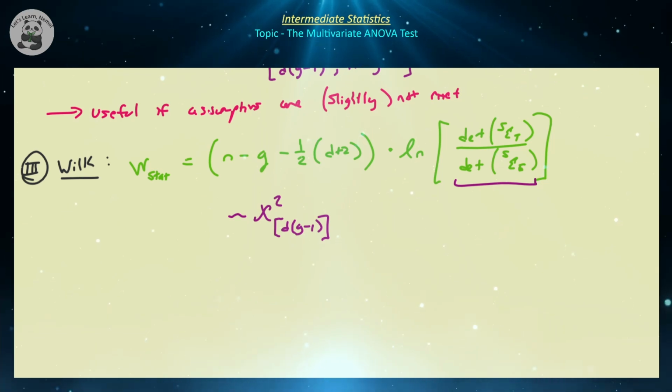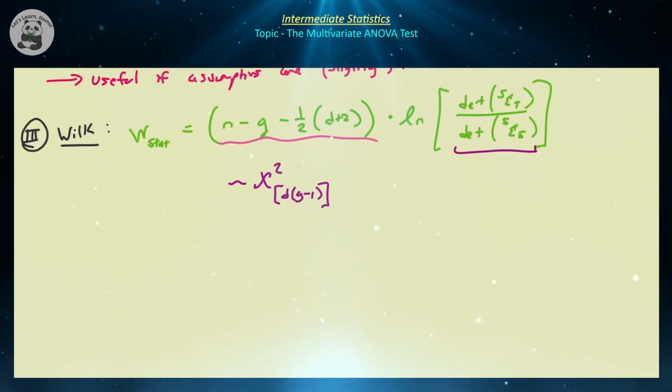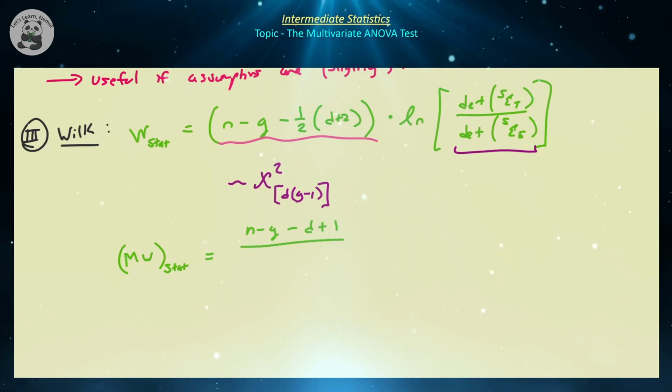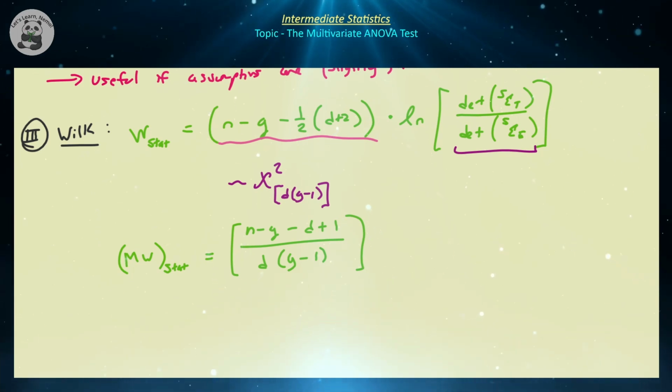Okay? Now, some people will even change this scalar a tad bit so it follows an F distribution, which is going to be a little bit more robust if your sample size is smaller, right? Or again, if you have doubts on the assumptions that you're dealing with. So another Wilks test, which I'm going to call the MW stat, or the modified Wilks test statistic, can be defined as N minus G minus D plus 1 all over D times G minus 1. So this is just going to give us a different scalared value.